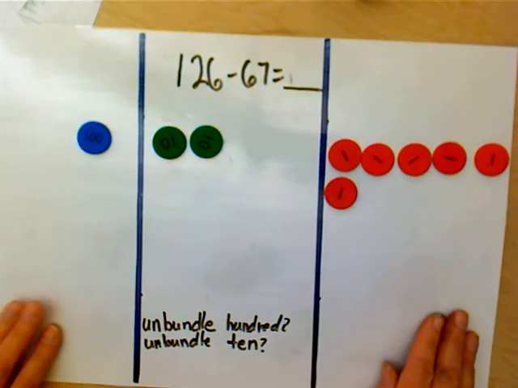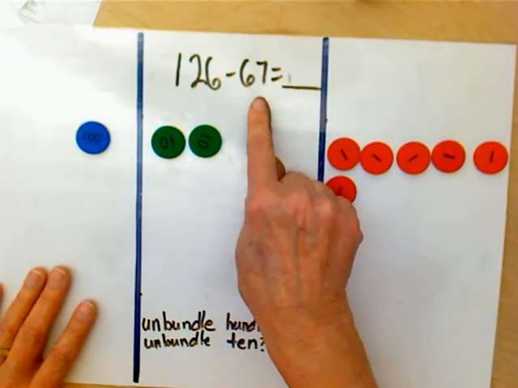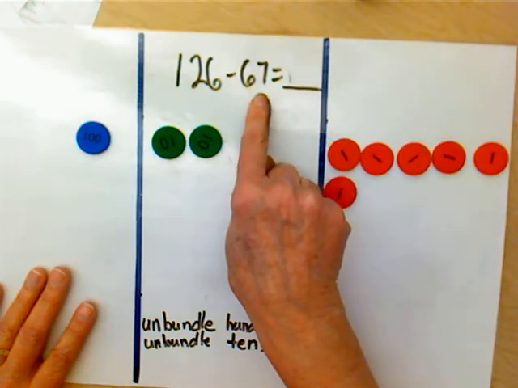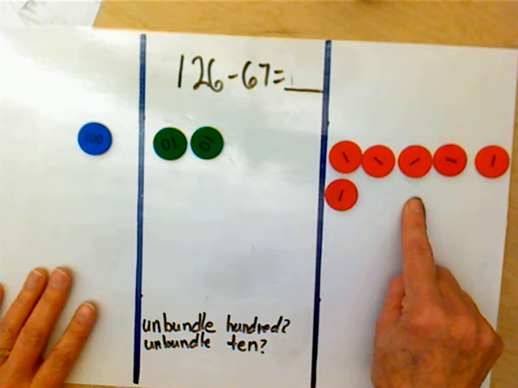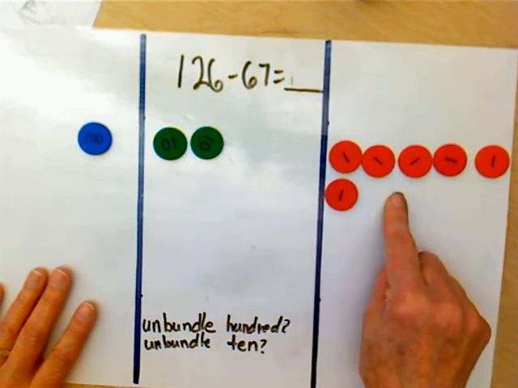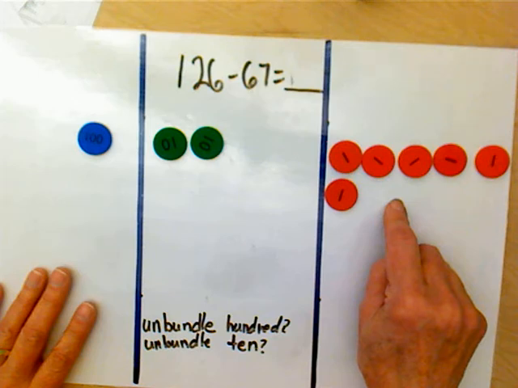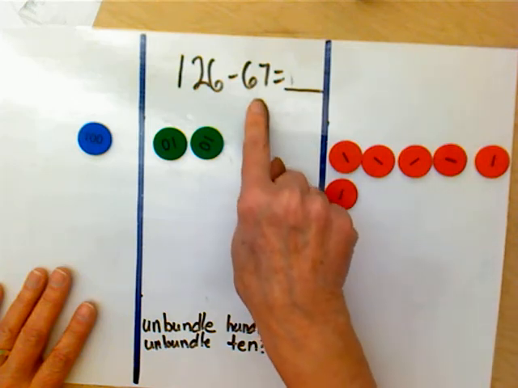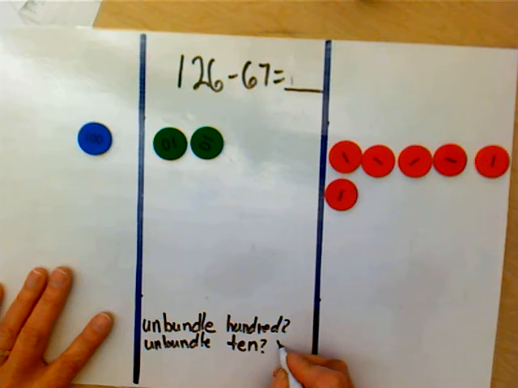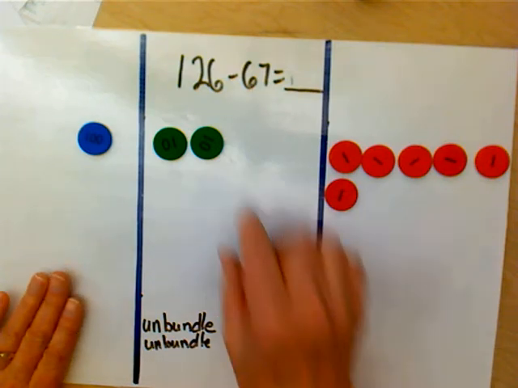So now I have my whole, and I'm going to start in the ones and ask myself the question, can I take 7 ones away from 6 ones? Well, I don't think so. There's not quite enough. I only have 6, and I need to be able to take away 7. So I know for sure that I am going to have to unbundle a 10.